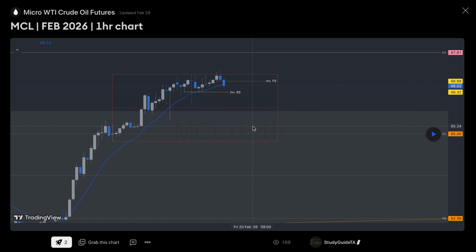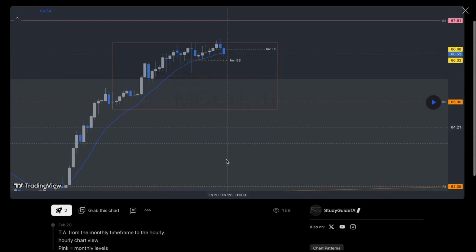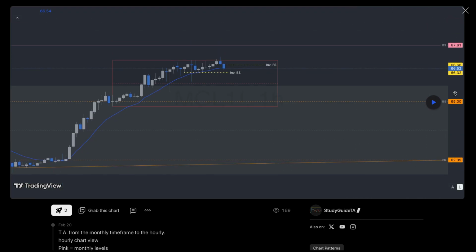This is MCL February 2026 on a 1 hour time frame chart. The red box is a daily time frame, so February 20th, and the yellow lines are hourly time frame levels. The orange lines are 4 hour time frame. The gray is weekly. Pink is monthly.